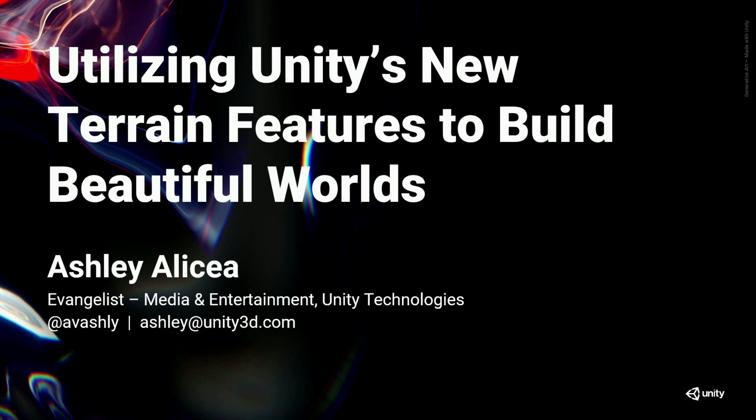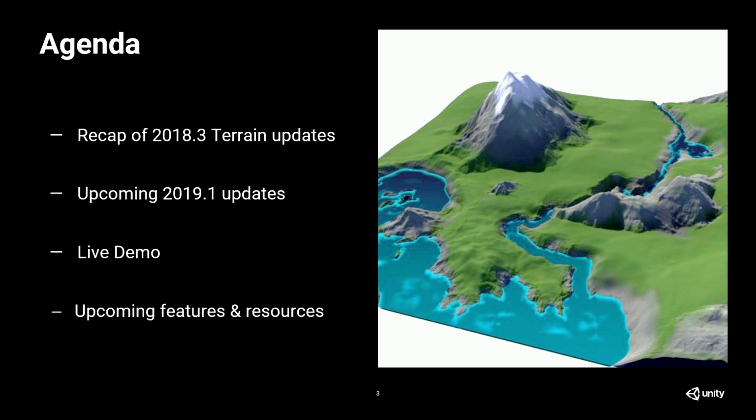And today, I'm excited to share with you all how to use Unity's new terrain features to build beautiful worlds. Now, in this talk today, I'm going to talk about the recent terrain updates that have come out since 2018.3. And then I'll start talking about the updates that are coming up in 2019.1. But instead of just talking about these updates, I'm actually going to jump into the editor and show you how cool these tools are. And when I'm done, I'll share some upcoming features and some resources that you can reference when creating your own terrain systems.